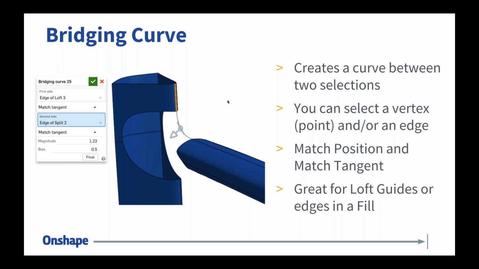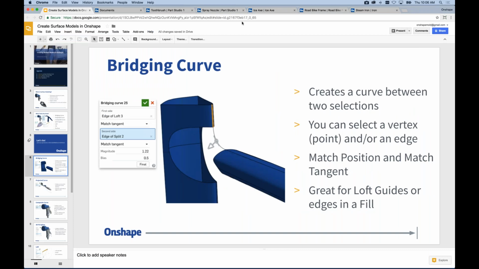It allows you to select two things and create a smooth curve that joins those two things, and that curve can then be used for guides in a loft or edges in a fill. They control the shape of the surface that's being created. Now, you have match position and match tangent. Match position will allow you to select 2 points and just create a simple straight curve between 2 points, but match tangent will allow you to actually match the surrounding geometry. So that's going to be the one, if you're really concerned about smooth curvature, that you'll want to use.